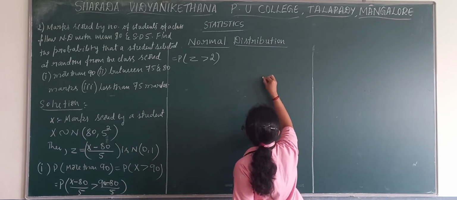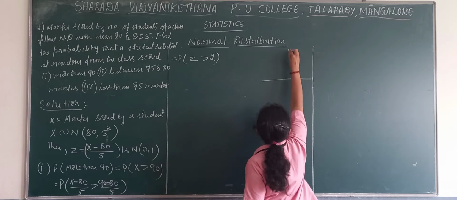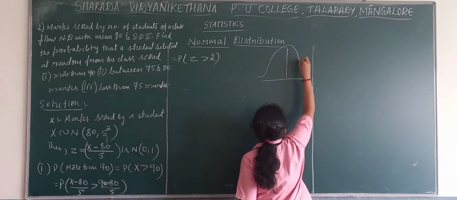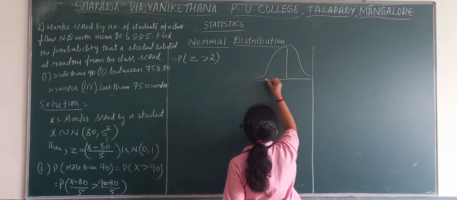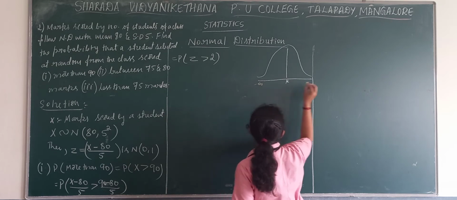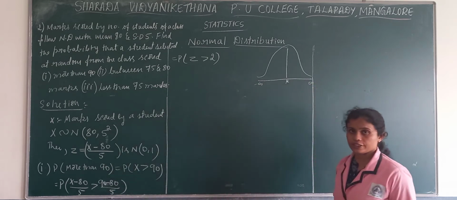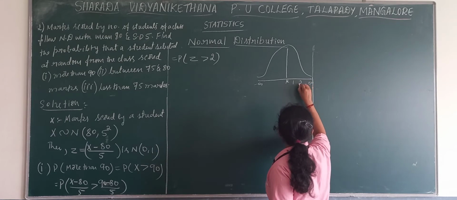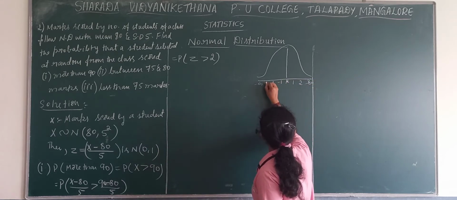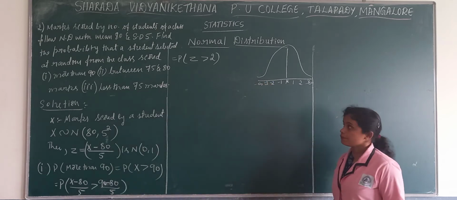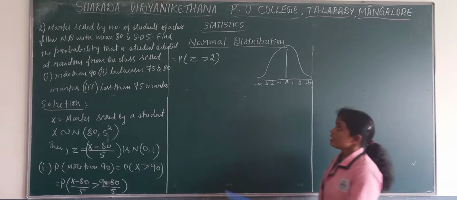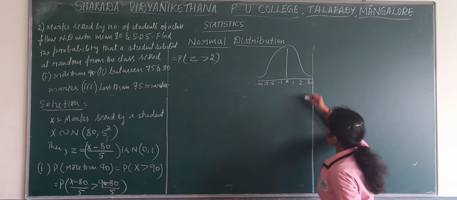Draw the graph. Here mu, minus infinity and positive infinity. Positive 1, 2, 3; minus 1, minus 2, minus 3. Now what is the area of Z greater than 2? Where will 2 come?